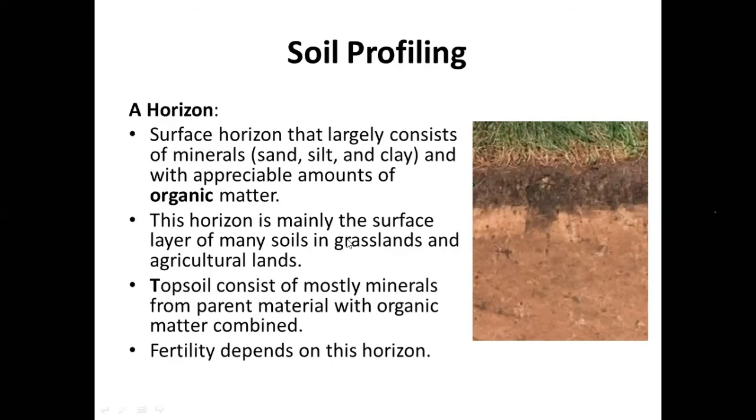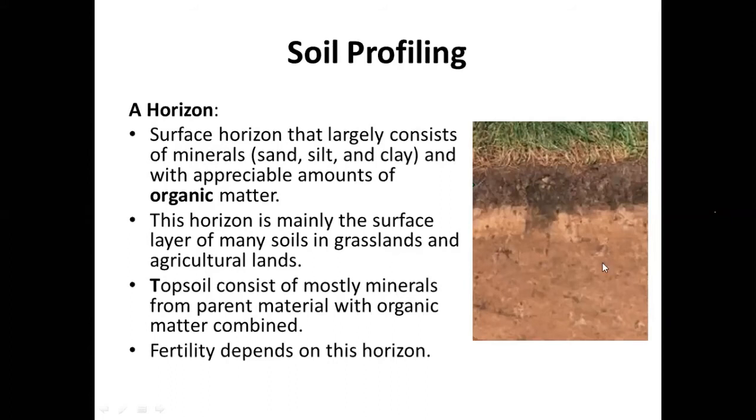Or we can term it as a topsoil or A horizon. Topsoil consists of mostly minerals from parent material with organic matter combined. So this is the combination of organic material and their parent material. So fertility actually depends on this horizon. If the organic material is higher in this portion, their fertility will go high. And if the organic matter or any other minerals material will be lower, then their fertility will also be lower.